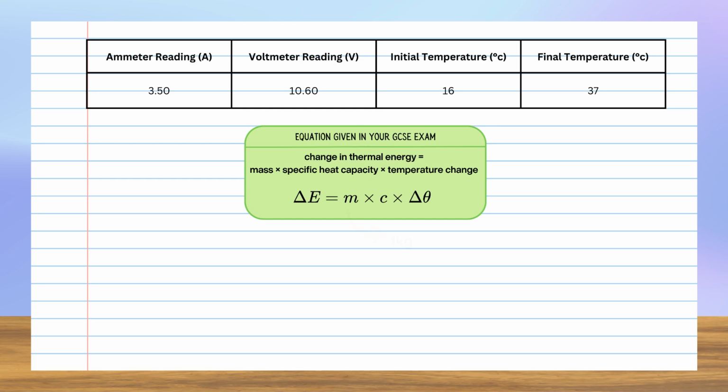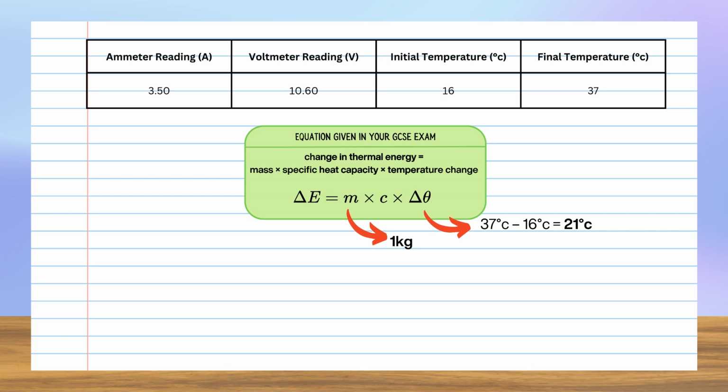Firstly, we know that the mass of the aluminium block was 1 kilogram. Secondly, we can calculate the change in temperature by subtracting the initial temperature, which in this case was 16 degrees Celsius, from the final temperature, which was 37 degrees Celsius. This gives us a temperature change of 21 degrees Celsius.